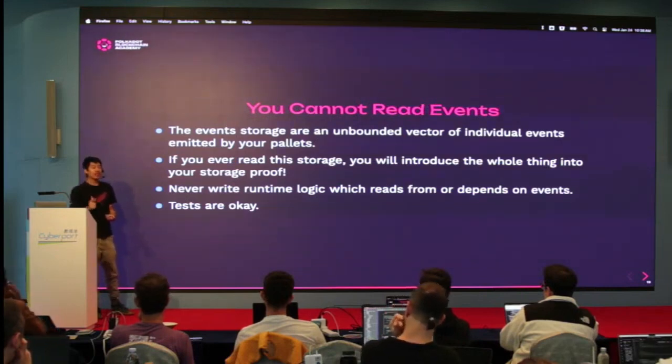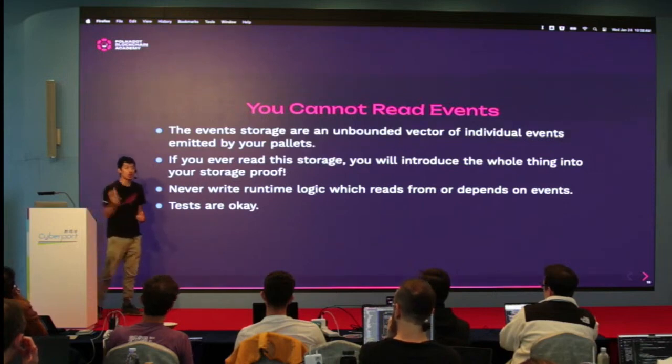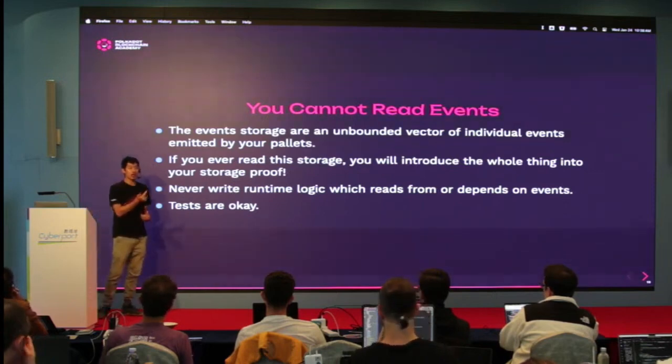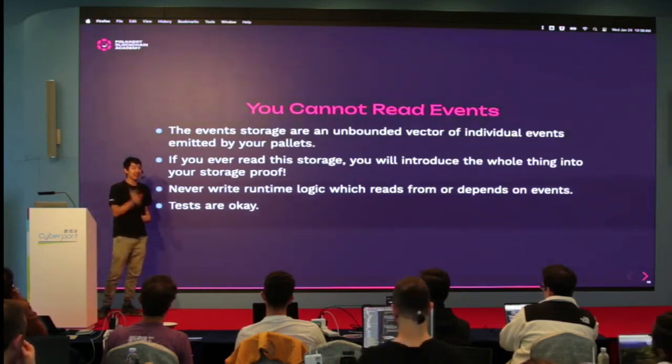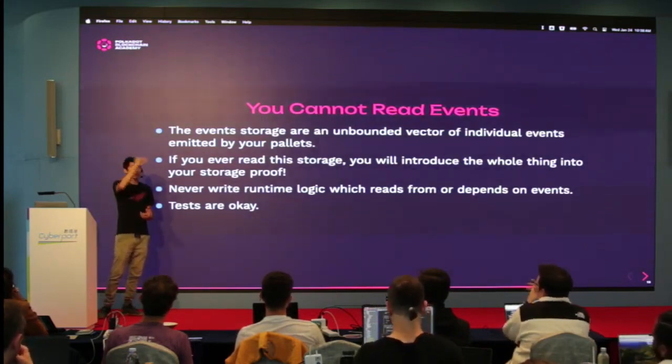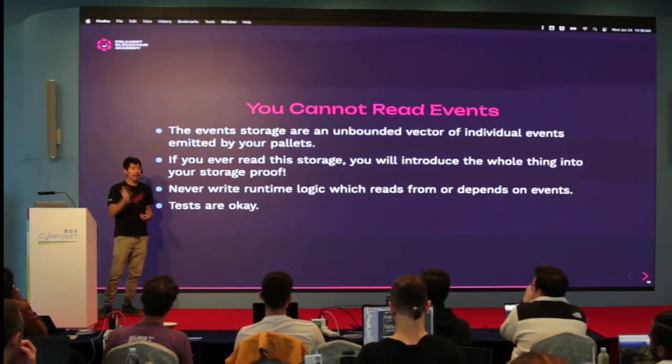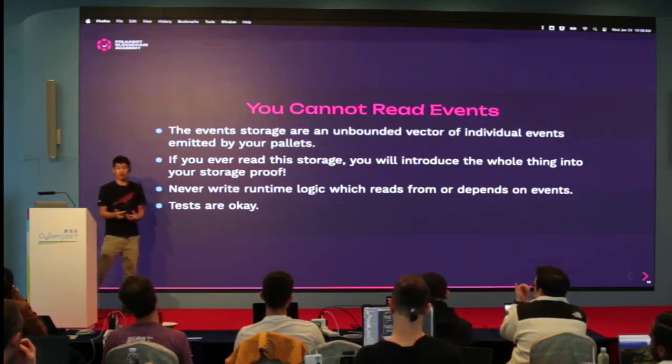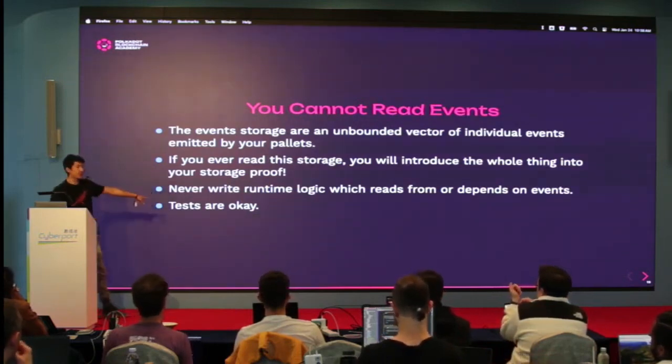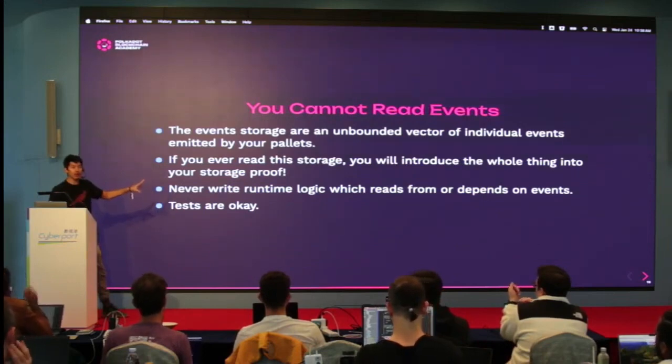There are some people who have an intuition or some kind of feeling that they want to read an event and use it as a hook to some kind of on-chain execution. It is not the way to do it. There are other ways to hook or to trigger information across pallets. You will never, ever read from events, okay? But tests are okay. Tests don't matter because it's not the real blockchain environment.